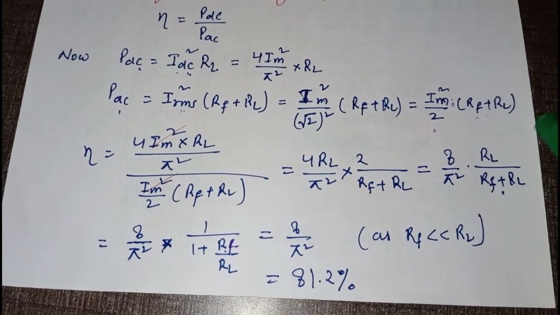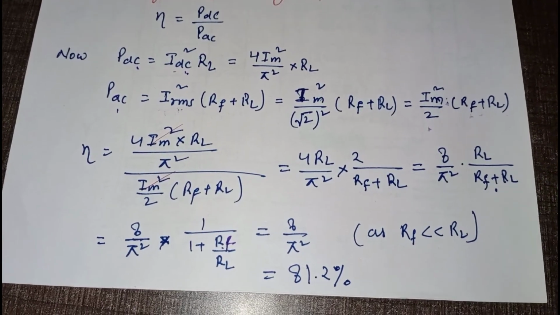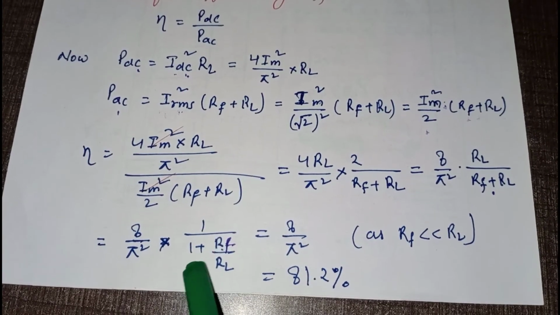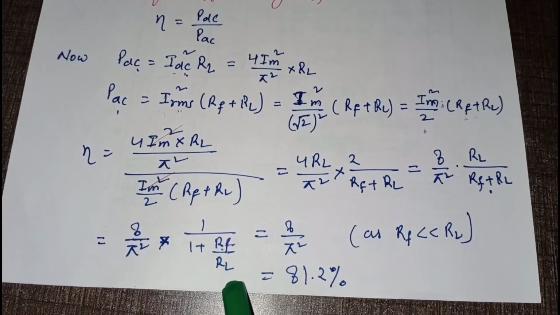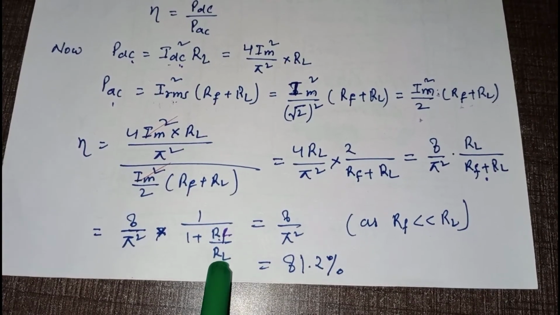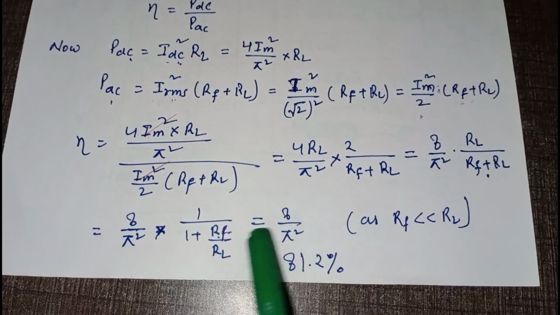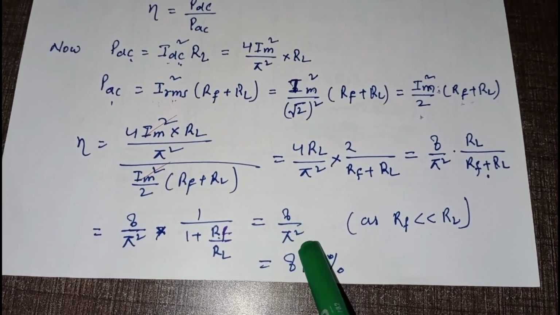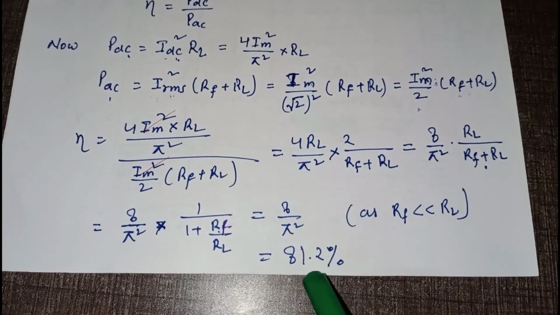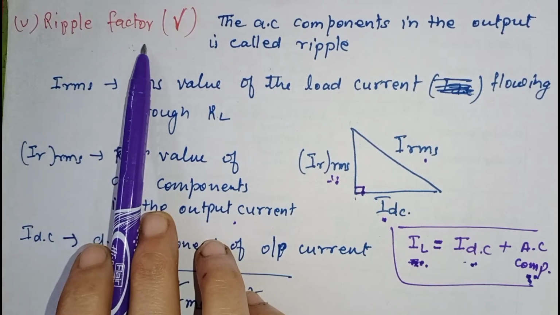Now we will divide numerator and denominator by RL. After dividing numerator and denominator we will get 1 upon 1 plus RF upon RL. So as this RF is much less than this RL value, this term becomes 1. So the output is 8 upon pi square. After calculating the value of this 8 upon pi square we will get 81.2%.